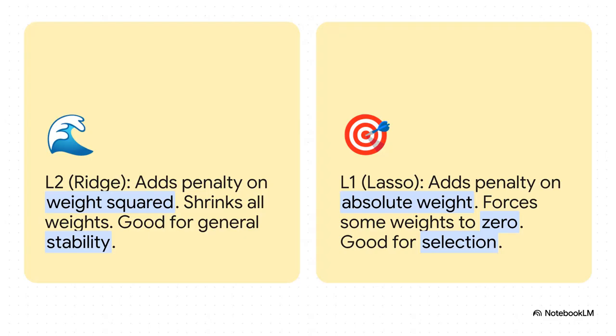And there are two main ways to do this. The first is called L2, or ridge regression. It penalizes the square of the weights. This has the effect of shrinking all the weights down, making the whole model more stable and less crazy.